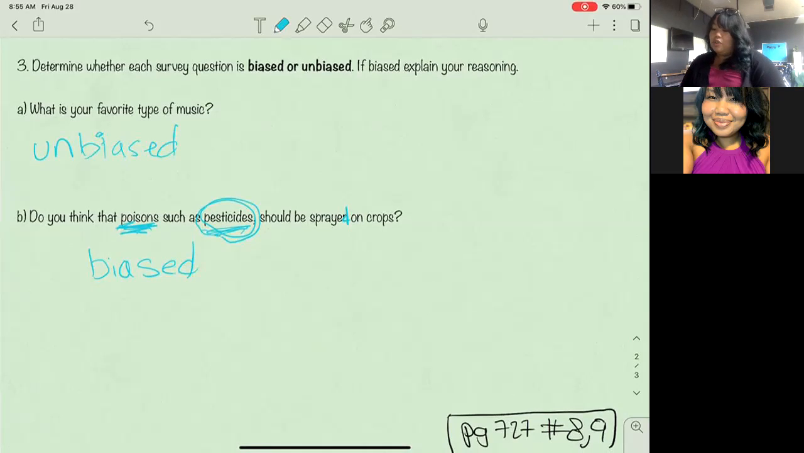Try number 2. We'll go over it, page 727, numbers 8 and 9, and see how that goes. This is a pretty straightforward question. You're just rationalizing here. There's not a lot of work involved, but have fun with it, and I'll see you in class.